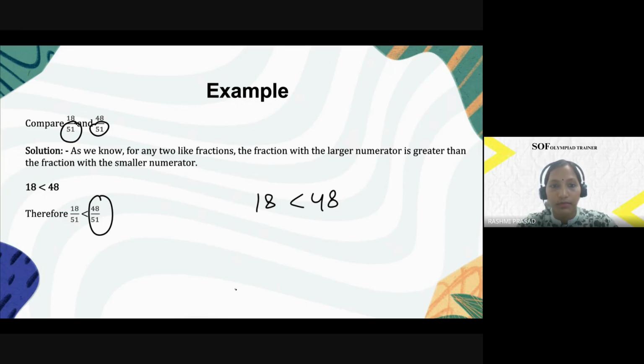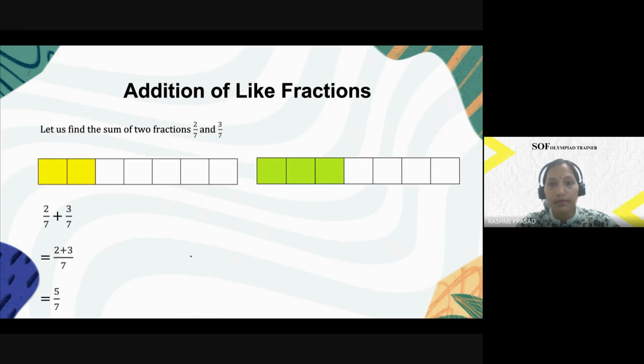Now we will understand addition of like fractions. But before that, I want to confirm. Can you all confirm so far we are good? If you have any doubt, in what is a fraction, numerator, denominator, ordering, comparing, anything, tell me in the chat quickly. And if you can't type, then you can unmute and say. I'm waiting for your response, guys. Any doubt?